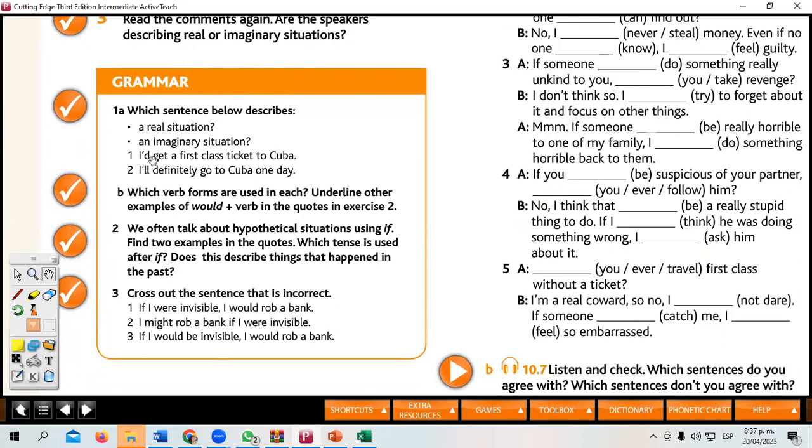The first, I would get a first class ticket to Cuba. Or I will definitely go to Cuba one day. So the first question, which of the two sentences is a real situation? The second one, teacher. Yes, the second one, number two, is a real situation. I will definitely go to Cuba one day. And the other one, an imaginary situation, is I would get a first class ticket to Cuba, okay? So this is what we're going to review today, the use of the second conditional.